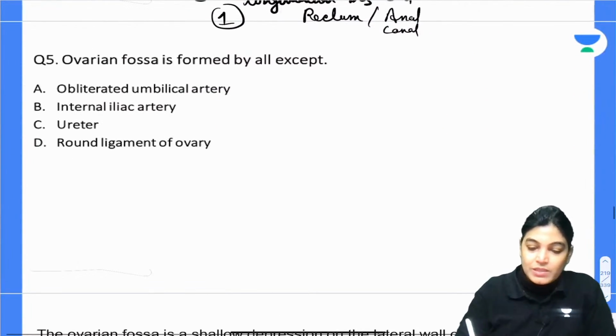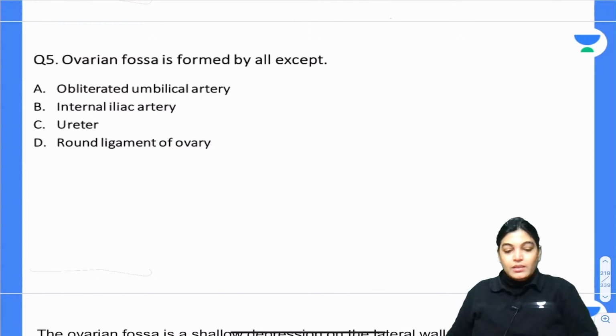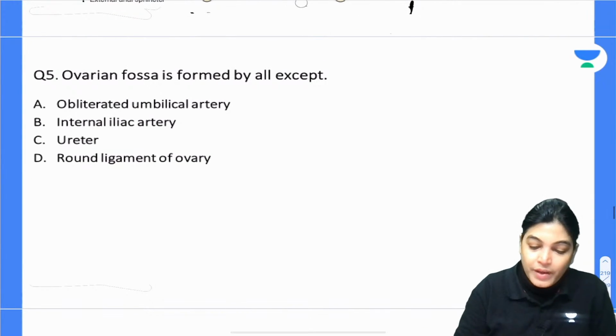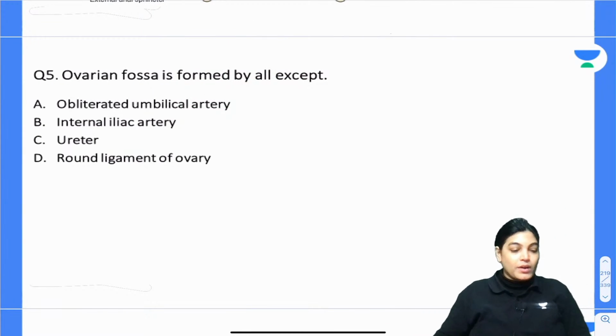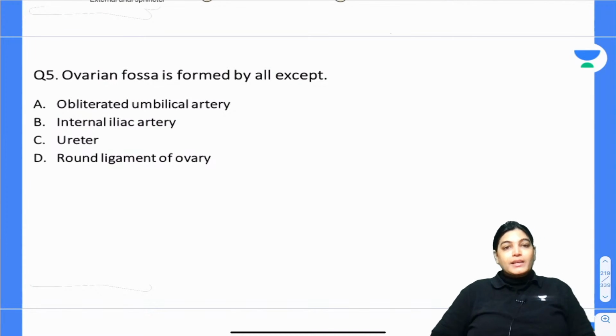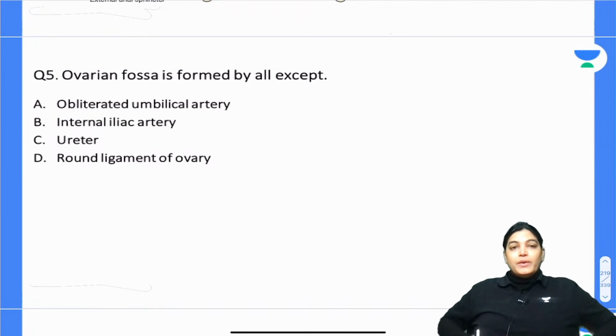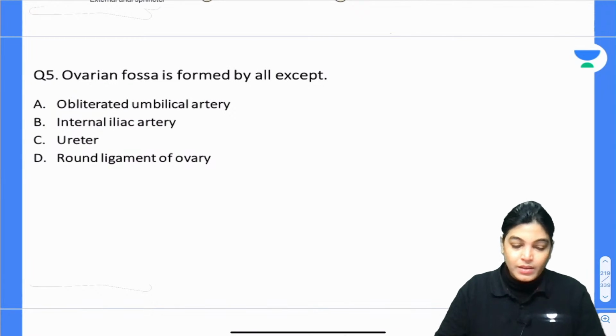Let's move on to the next MCQ, that is MCQ number 5. The MCQ is targeting the ovarian fossa. Ovarian fossa is formed by all except: the options are obliterated umbilical artery, internal iliac artery, ureter, round ligament of ovary. According to you, which of the following structures is not contributing to form the boundary of the ovarian fossa? Your time starts now. Mark the correct answer.